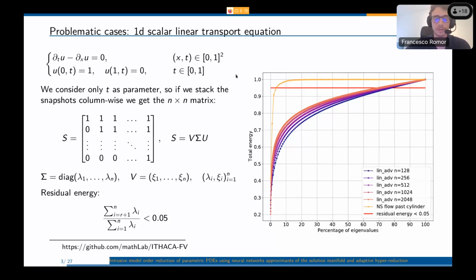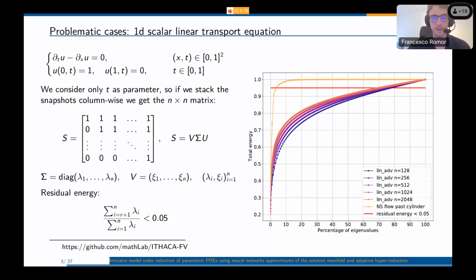This is in comparison to, for example, the incompressible Navier-Stokes equations, so a typical benchmark, flow past a cylinder, implemented in the finite volume solver OpenFOAM. And you would see that you would need less than 5% of your eigenmodes to retain more than 95% of the energy of the whole system. So even if it's a more complex problem to solve, it's easier to reduce with the reduced basis method in this sense.